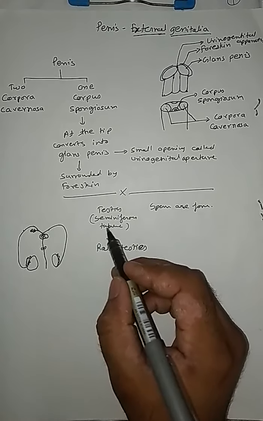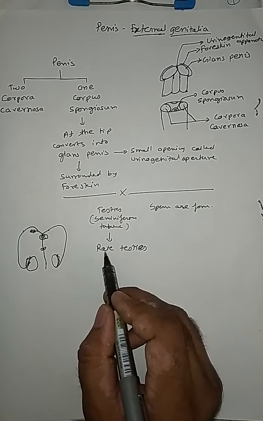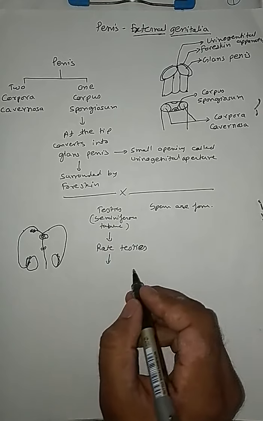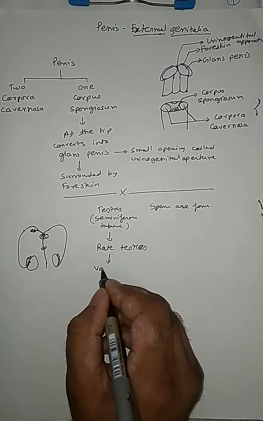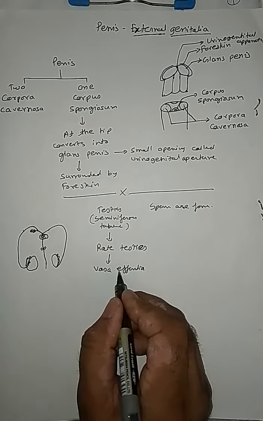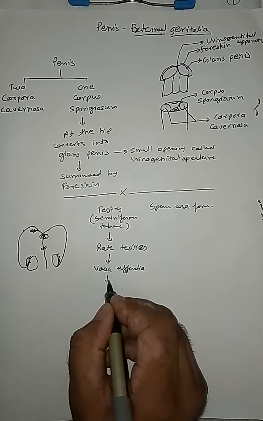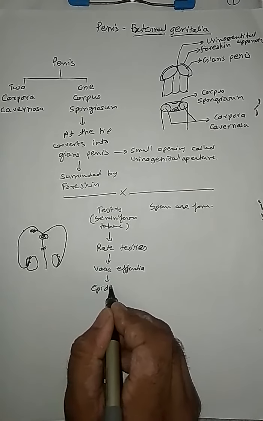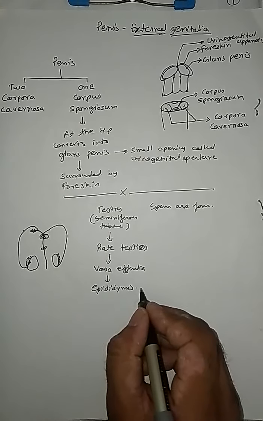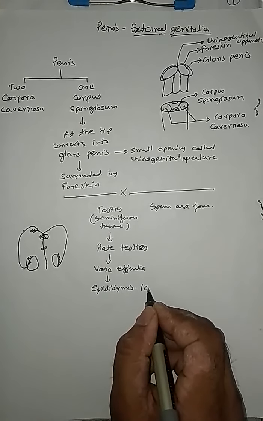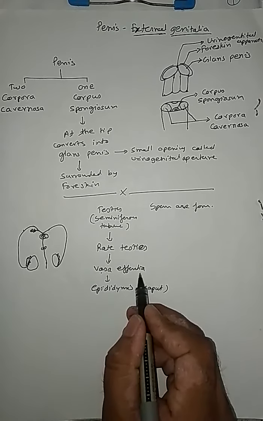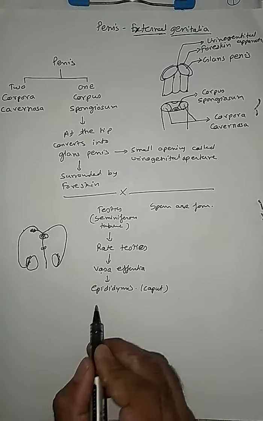So these seminiferous tubules connect to the rete testis. Then the rete testis goes towards the epididymis via the vasa efferentia. The vasa efferentia connects the rete testis and the epididymis, mainly the head region of the epididymis, that is the caput end. So the vasa efferentia is connected to the caput epididymis.